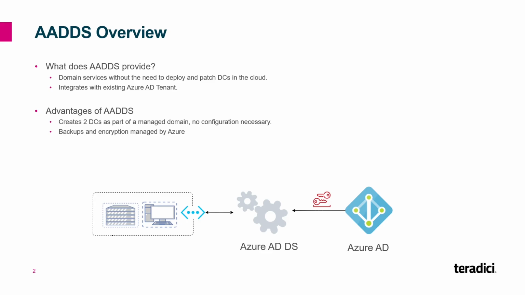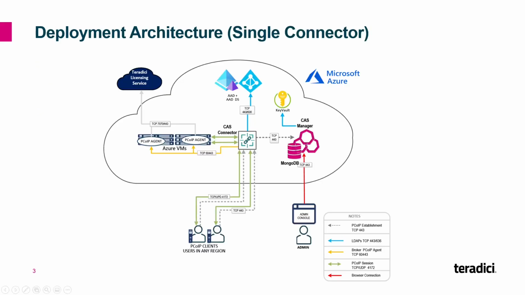Behind the scenes, the AADDS actually deploys two identical domain controllers. There's two created for redundancy purposes to be able to maximize availability. So this is the architecture of the deployment that I'll be showing today. This is a single connected deployment. Other deployments are also available, but I want to focus on the AADDS itself, so I'll be going over this one since it's relatively simple.